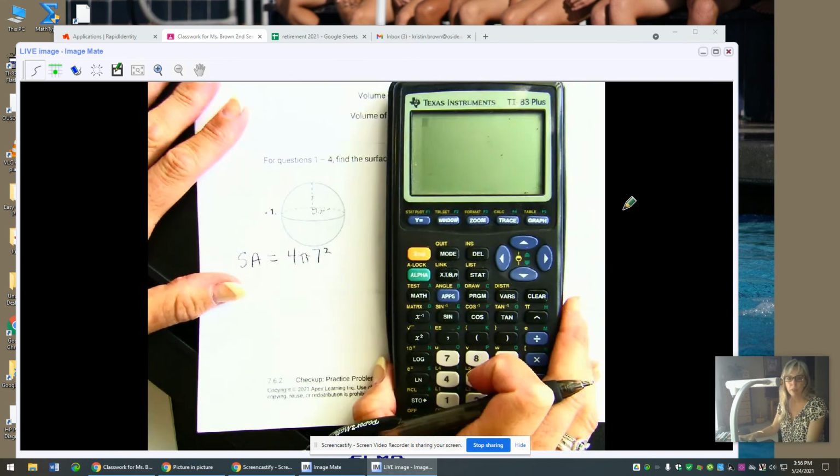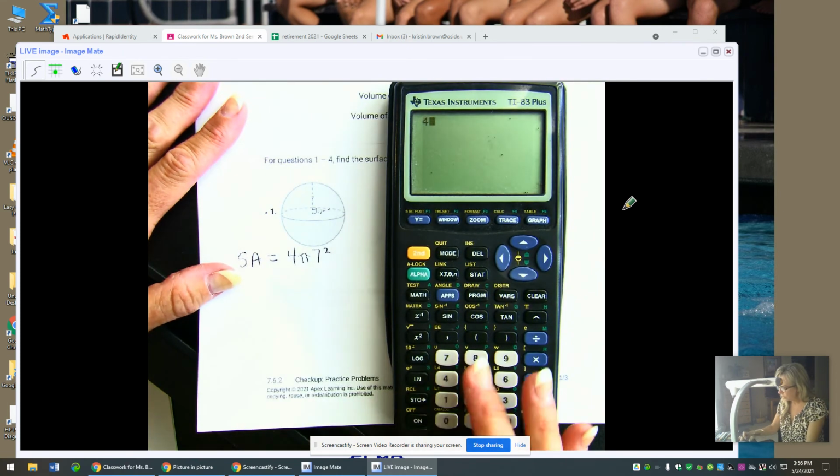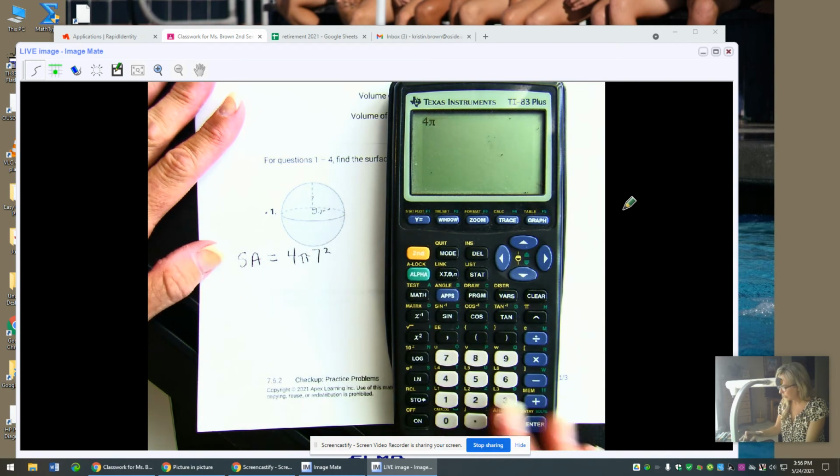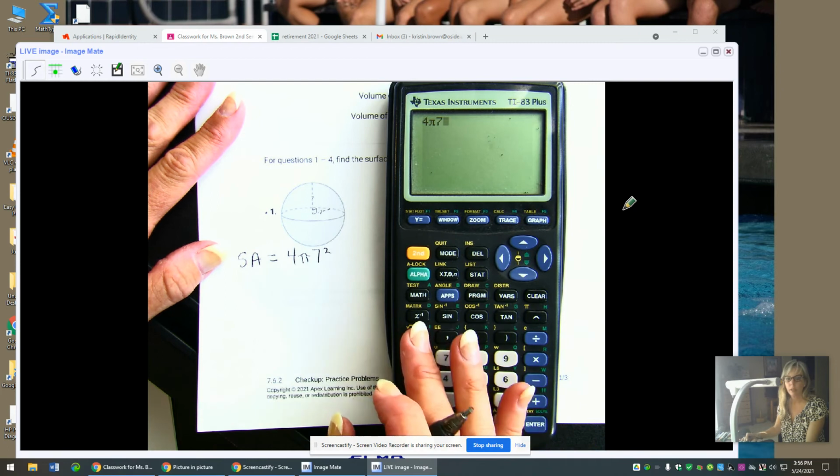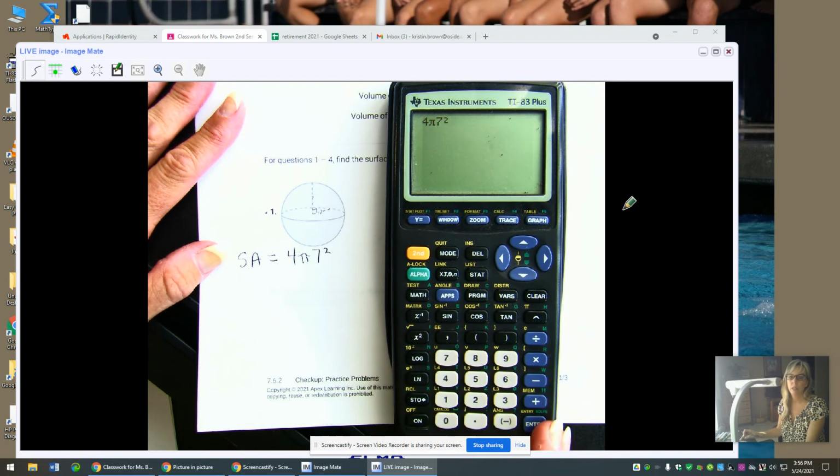Get this visible. 4, we don't have to put the multiplication symbol. The calculator knows it if you just do 4 pi. And then 7 next to it, again, the calculator knows it's multiplication, 7 squared, enter, we have our answer.